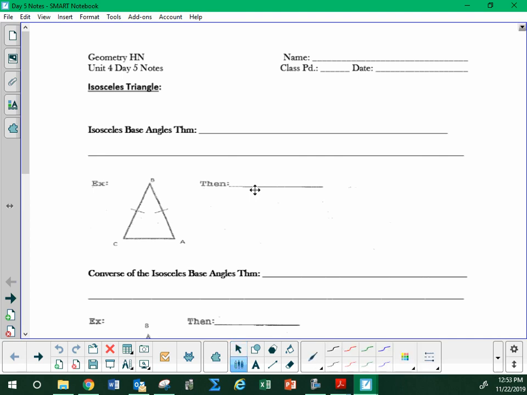So first of all, a reminder, what is an isosceles triangle? 2 angles equal. 2 sides. 2 sides are equal, but the definition is even pickier than that. At least 2 sides are congruent. Alright, so at least two sides are congruent.